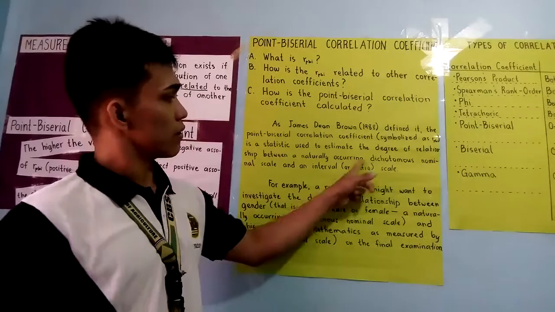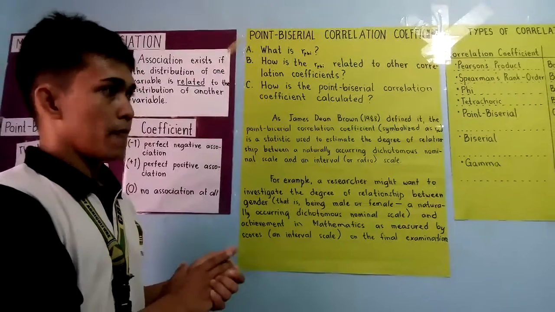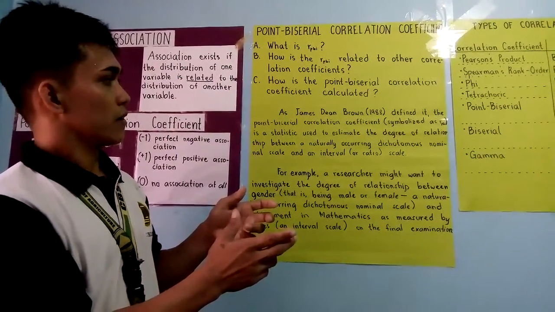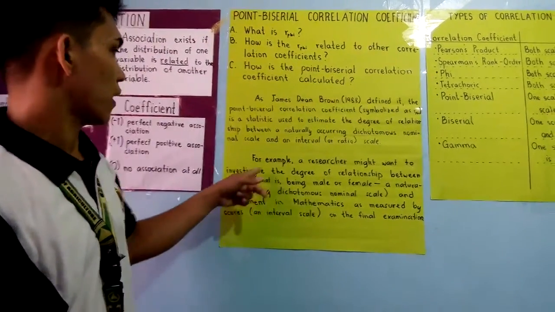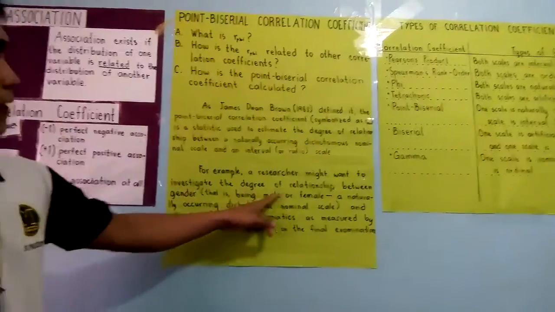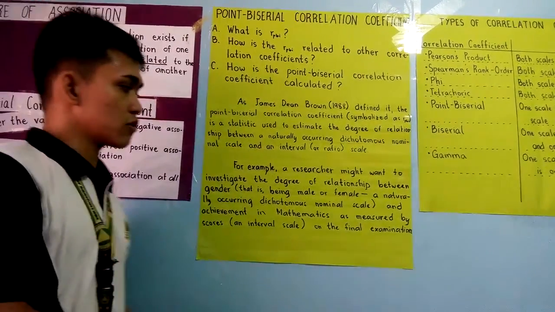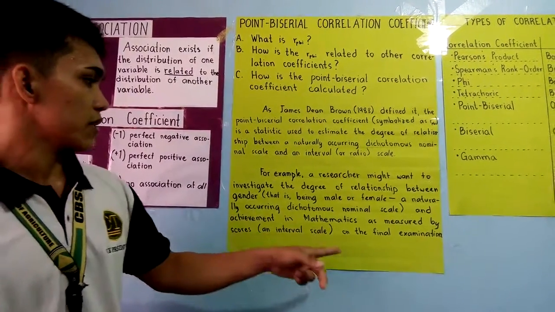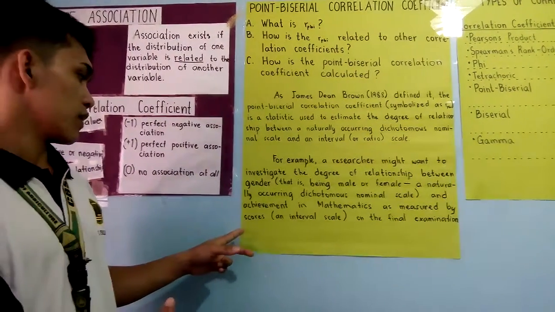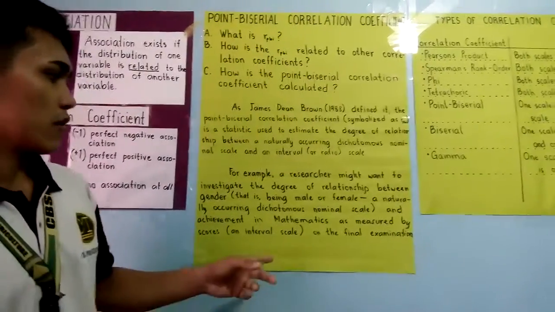When you say naturally occurring dichotomous nominal scale, it is a kind of variable which has exactly two categories or can be split into two categories. Let's say, for example, a researcher might want to investigate the degree of relationship between gender, being male or female, which is a naturally occurring dichotomous or binary nominal scale, and achievement in mathematics measured by scores. We know that scores are an interval scale in the scale of measurement of variables, on the final examination.